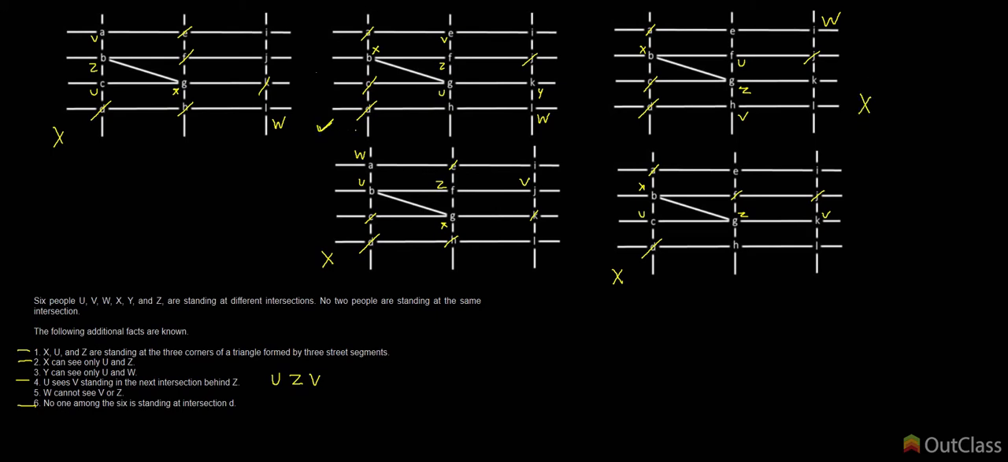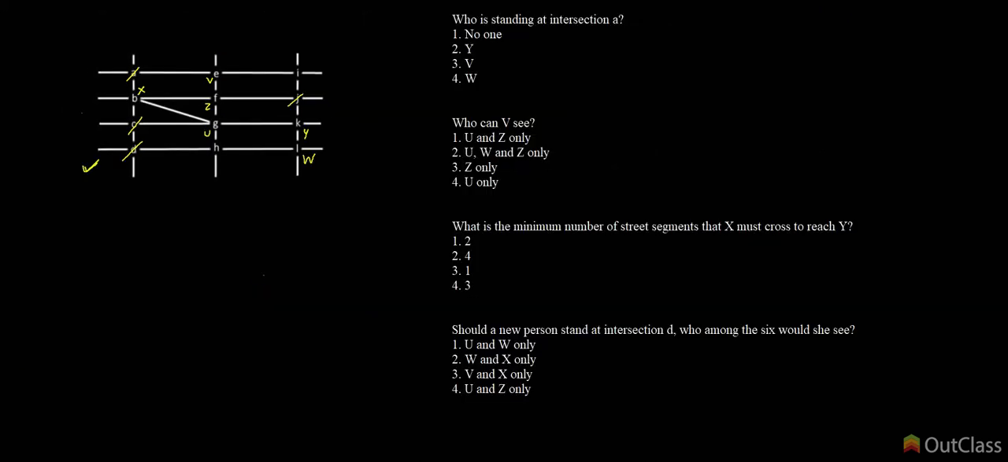We will just check the answers to the questions as well. So let's look at the questions. The first question is, who is standing at intersection A? There is no one standing at intersection A. The answer is no one. Who can V see? V can see Z and U only. What is the minimum number of street segments that X must cross to reach Y? X can go from B to G and from G to K, 2 segments.